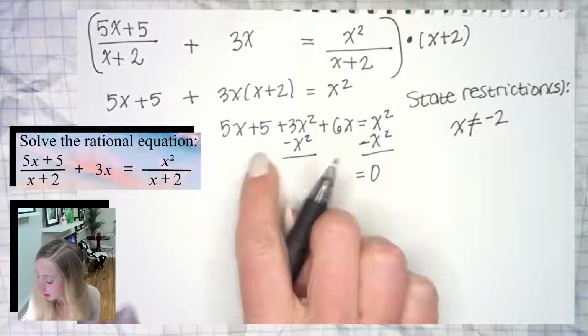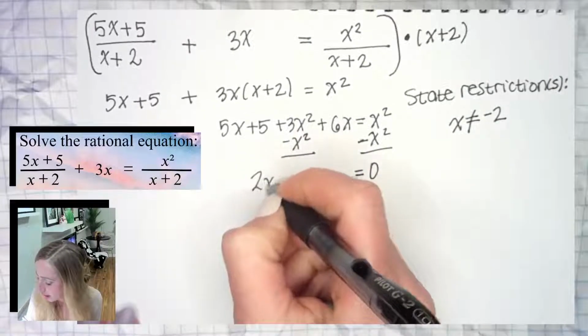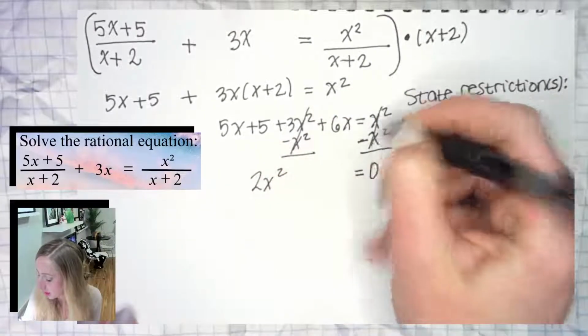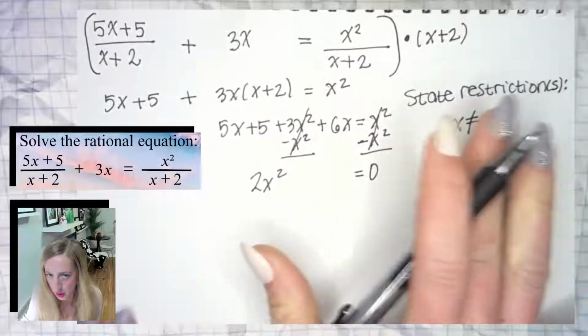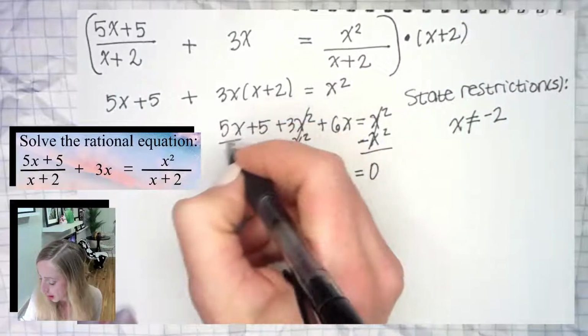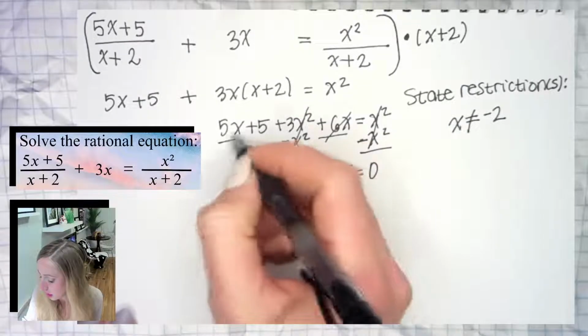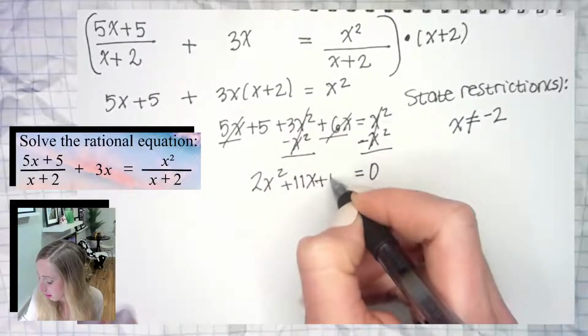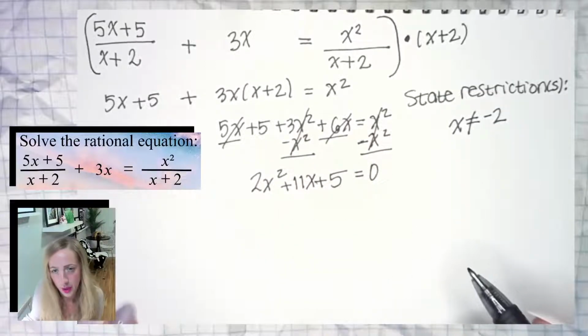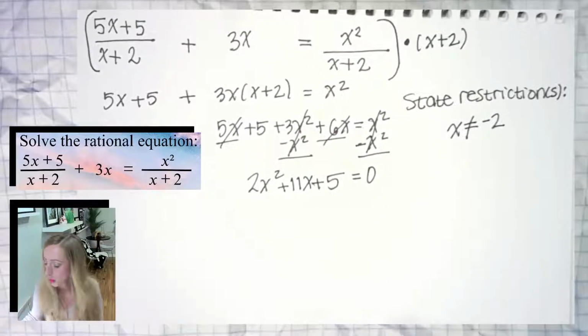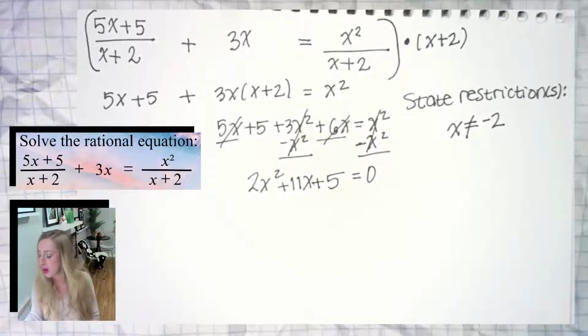0 equals, what do I got there? 2x squared. So these terms are taken care of. I'm crossing them out because I'm just done with them so I don't distract myself. 5x plus 6x is 11x. Done with those. Plus 5 equals 0. So now we have a cute quadratic trinomial that definitely looks factorable.